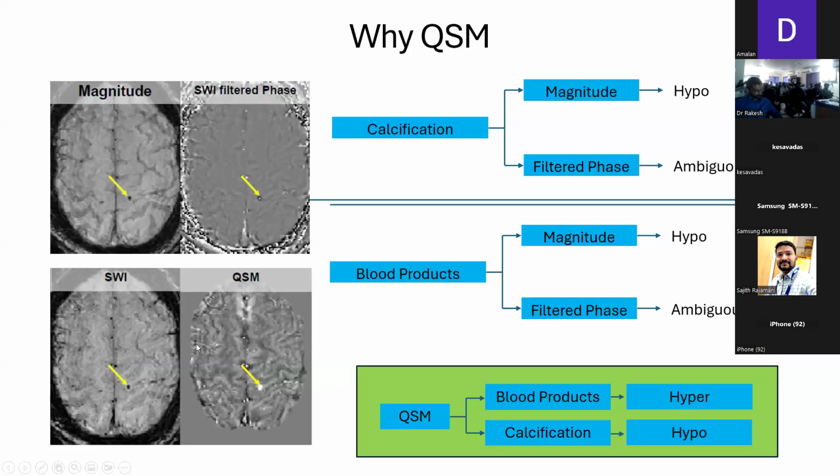Paper. So we can clearly say that since it is appearing bright, we can confidently say this is a blood product.